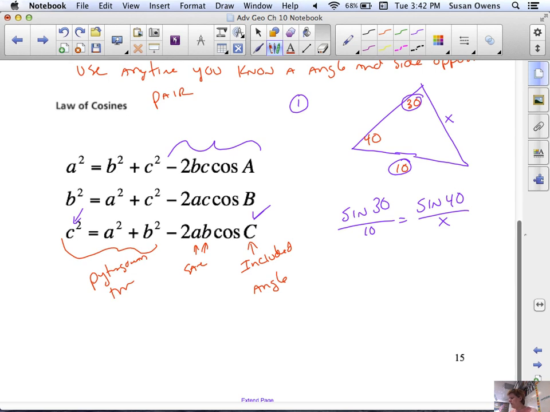Okay. So the easiest thing to do to solve this for x is, you can do the reciprocal of both sides. So 10 over the sine of 30 equals x over the sine of 40. And then you can multiply the sine of 40 on the other side. So 10 sine of 40 over the sine of 30 equals x. And then we can just put it in our calculator. So x is about, and I get about 12.9.